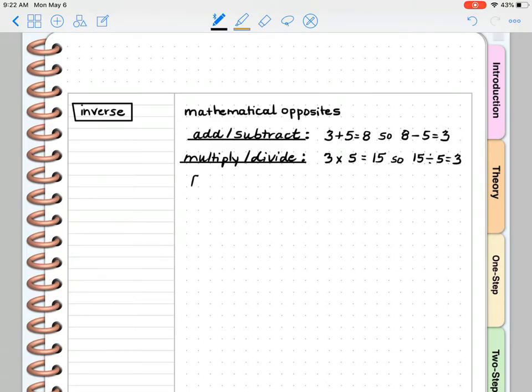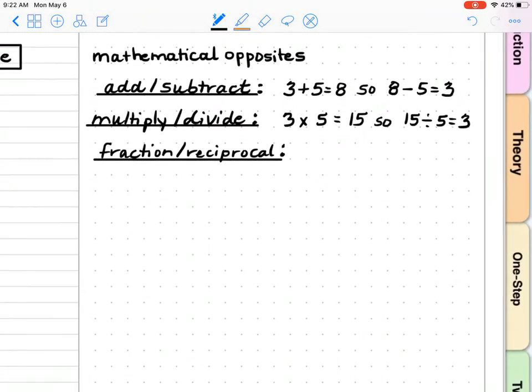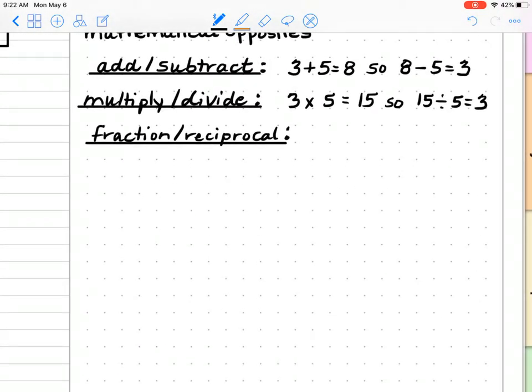Okay, another one is fraction and reciprocal. And you maybe have never heard the word reciprocal, so I'll show you what that means. I'm going to zoom in just a little bit. There we go. So let's consider the fraction 3/4. Its reciprocal is 4/3. So I just turned the fraction upside down. I reversed it.